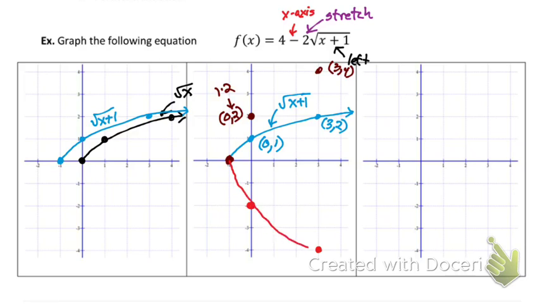So that was basically 2 moves in 1. We now have negative 2 square root of x plus 1. I'm going to write that on my next graph as well.